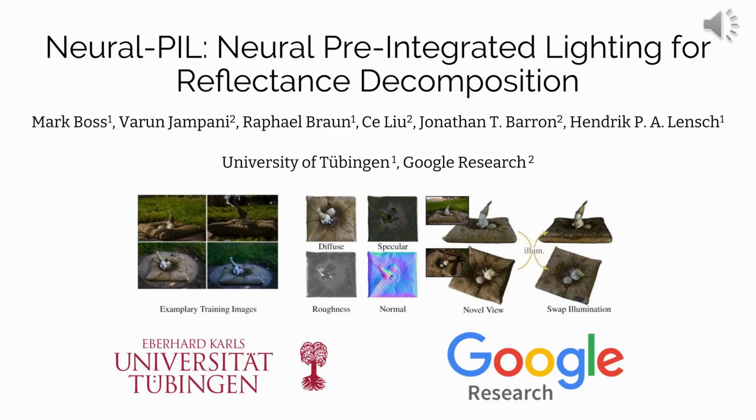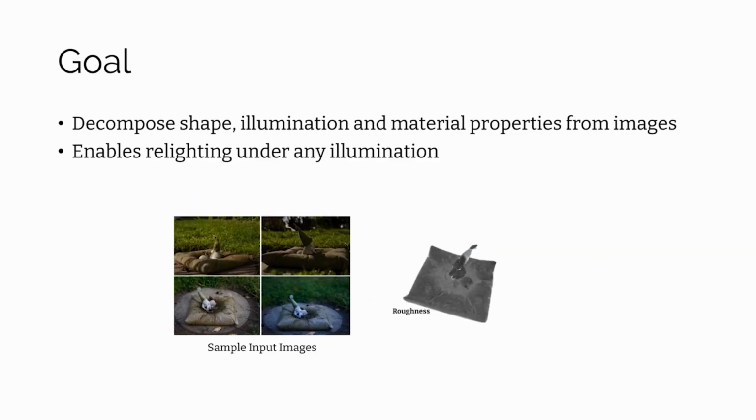We present Neural-PIL, Neural Pre-Integrated Lighting for Reflectance Decomposition. Given a set of object images captured under different illumination conditions, as shown on the left side, our goal is to reconstruct the object shape while also decomposing its material properties such as diffuse albedo, specular albedo, roughness and normals. In addition, we also estimate per-image illumination. This enables novel view synthesis and relighting of objects in new environments.